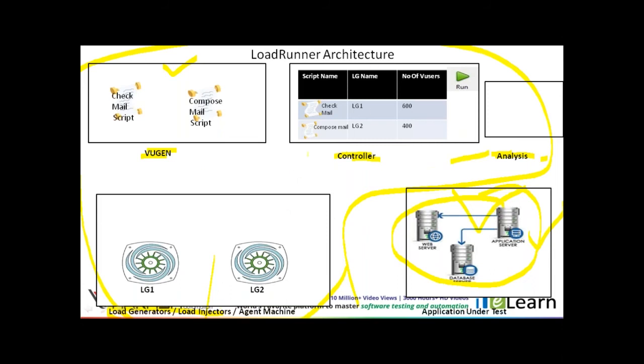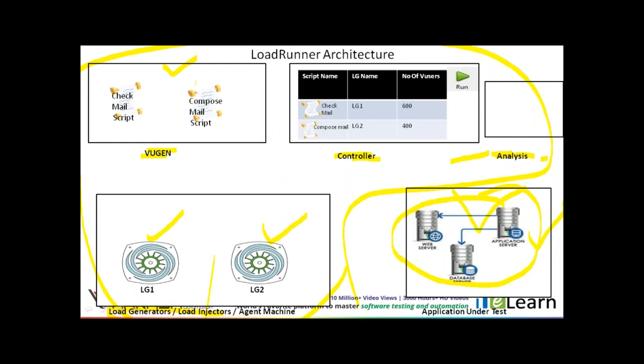Not only that, we'll see the architecture of it, as in where this VuGen is installed, where this controller is installed, where this analysis is installed, where these load generators are installed. We'll look into all that. But for now, let's assume there are two load generators. You can have as many as you want. In this picture, I've included only two load generators. Now let's see what happens.